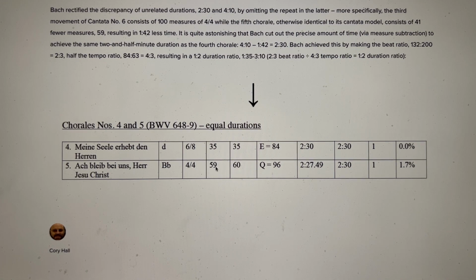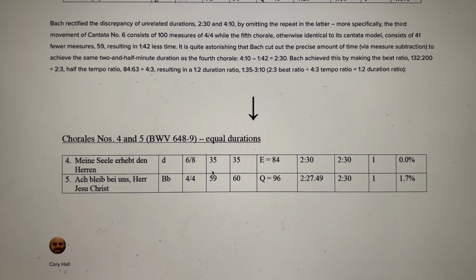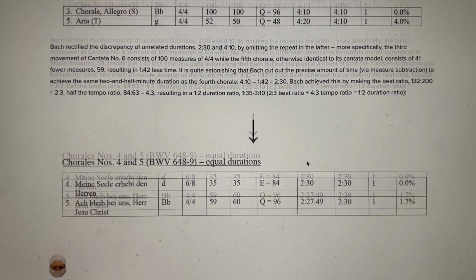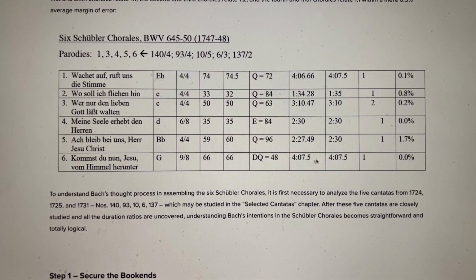And he did that because maintaining the same allegro tempo of 96, it lasts 2 minutes and 27 seconds. So you see that he was probably aiming for 60 measures here, which would bring him to 2.5 minutes. So this explains why Bach shortened that from 100 measures to 59 measures, because he was trying to hit 60 measures in order to bring it in line with this one right here. So once step 3 was done, he had the Schübler Chorales completed.